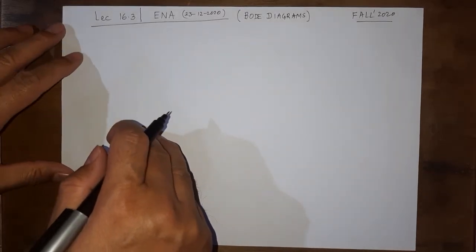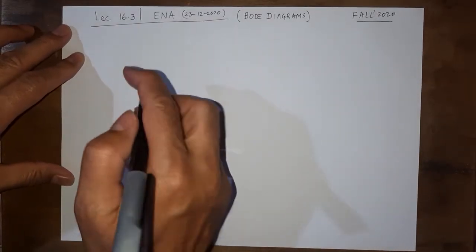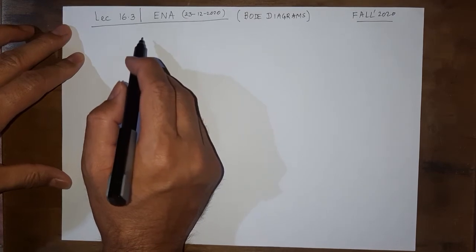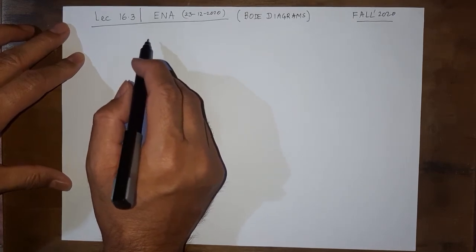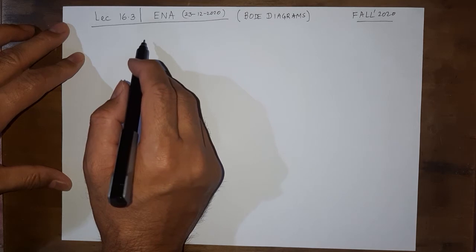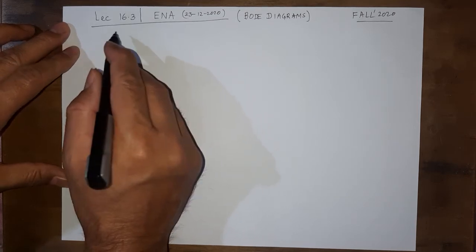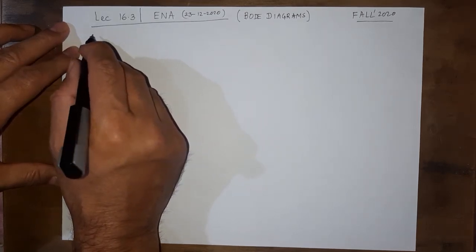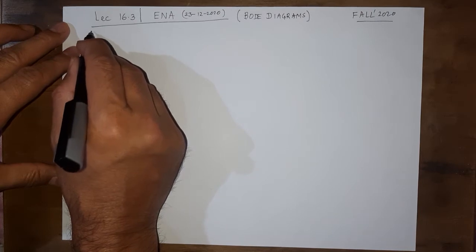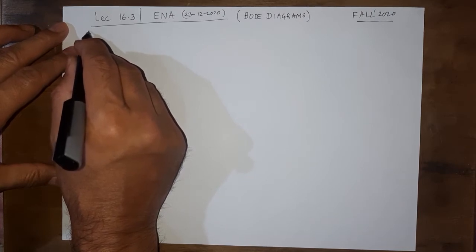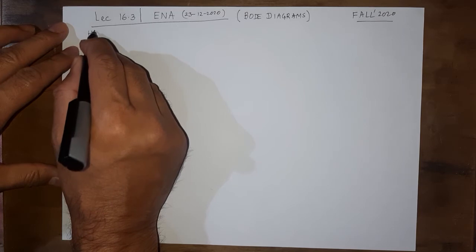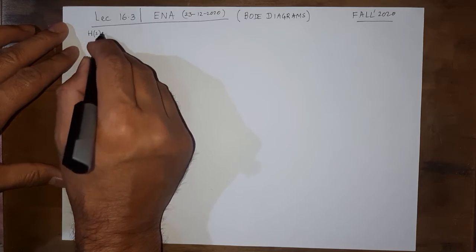Let us look at a few Bode diagrams. We looked at the Bode magnitude plots, but let us look at the Bode phase plots. And let me review the Bode magnitude plot as well. So suppose we have a low pass filter. If you remember, we just saw the first order low pass filter.